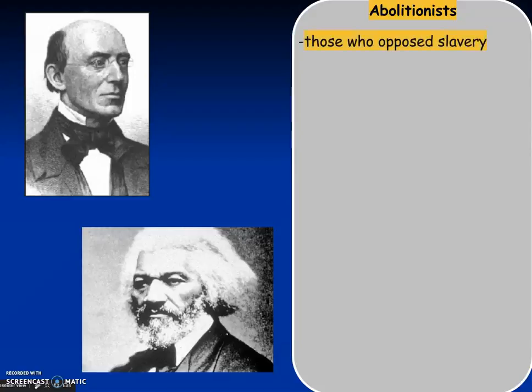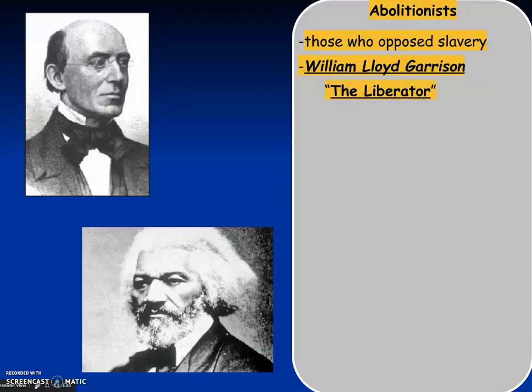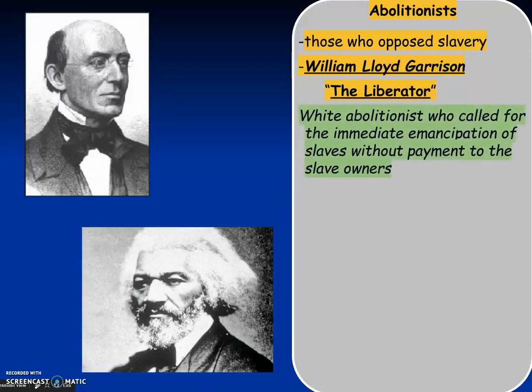Now, abolitionists, remember, are those who are going to oppose slavery and be against it. And we're going to see several major leaders come out of this movement. The first is William Lloyd Garrison. William Lloyd Garrison had an abolitionist newspaper called The Liberator, and he is a white abolitionist who believed in the immediate emancipation of slaves without any payment to the slave owner, because there were ideas at this time about how to get rid of slavery, and this is his particular version: to get rid of slaves immediately, and that those owners who own them should not be given any kind of money as repayment for those slaves that they owned, because he believed slavery was just wrong.